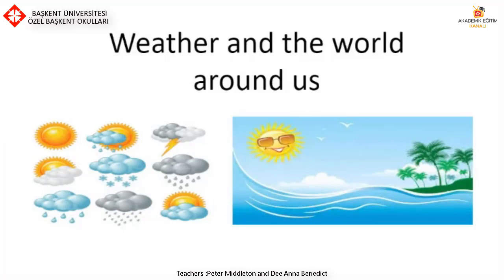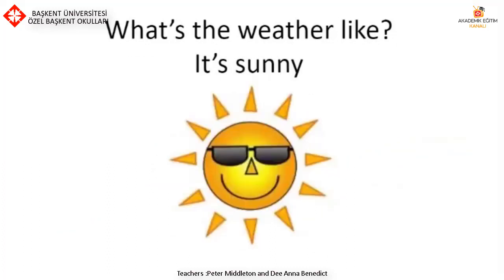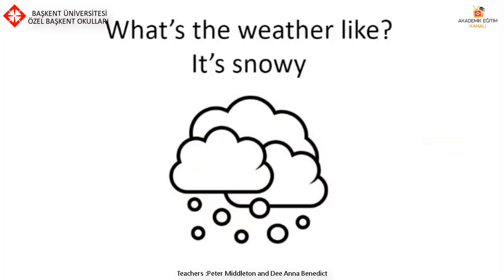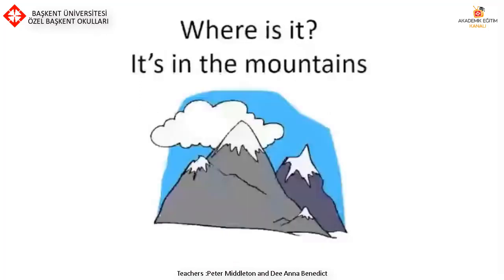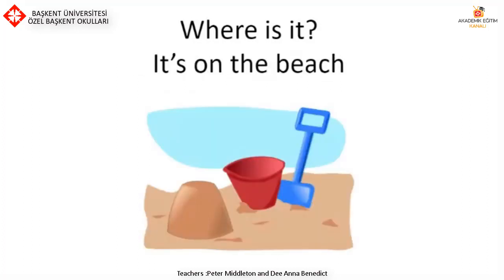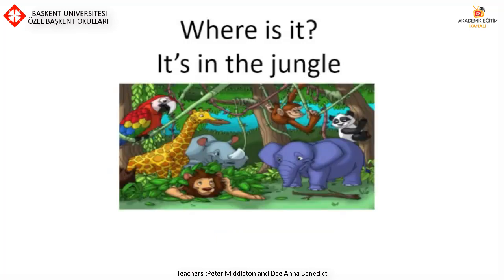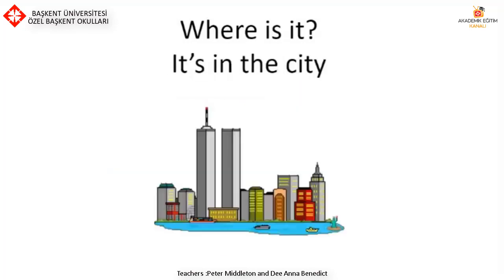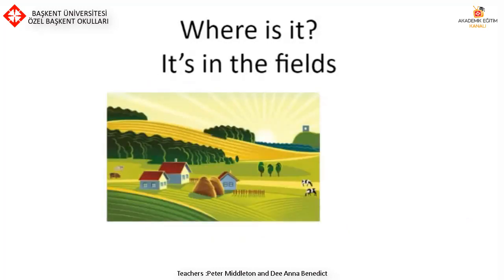And these are our habitats. So weather, what's the weather like? It's rainy, it's sunny, it's snowy, it's windy, it's stormy, it's cloudy. Where is it? These are our habitats. So it's in the mountains, it's on the beach, it's in the sea, in the forest, it's in the jungle, it's in the desert, it's in the city, it's in the village, it's in the fields.